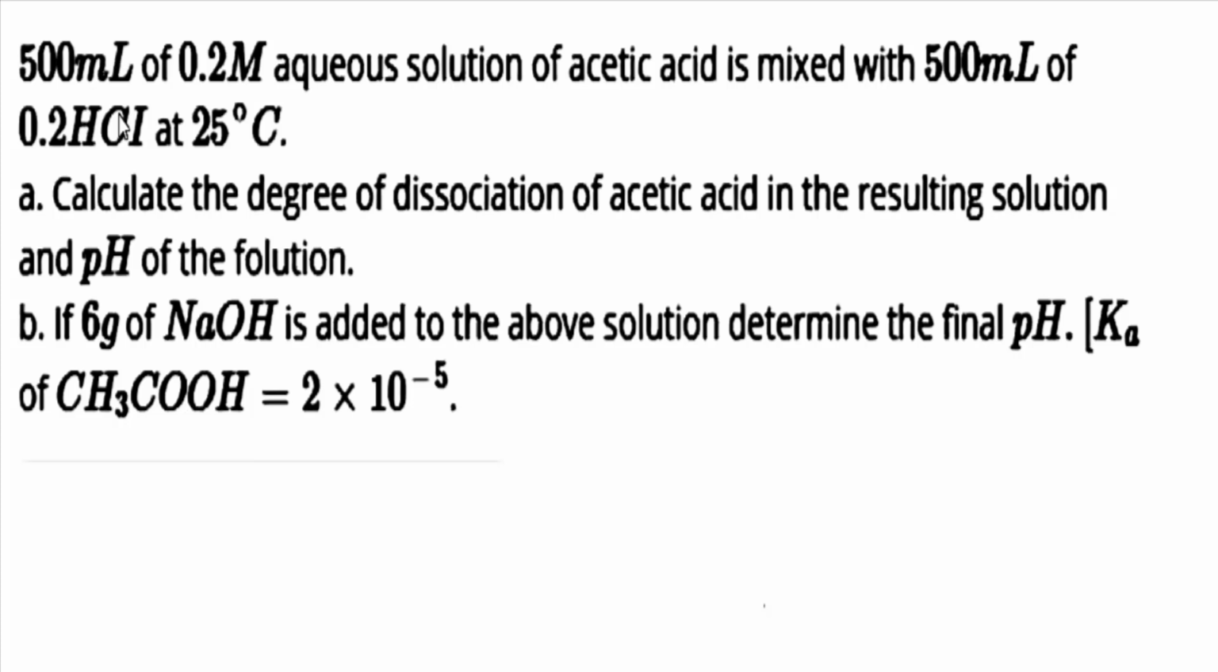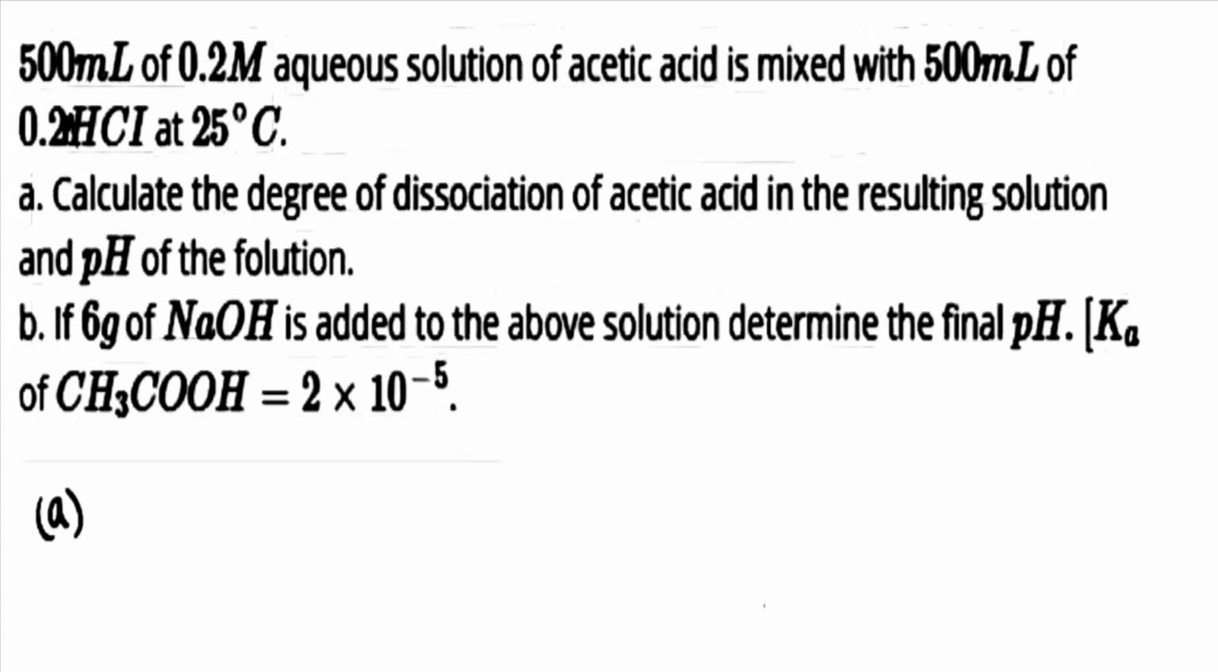The question is: 500 ml of 2.2 molar aqueous solution of acetic acid is mixed with 500 ml of 0.2 molar HCl at 25 degrees Celsius. We need to calculate first the degree of dissociation of acetic acid in the resulting solution and the pH of the solution. The B part is: if 6 gram of NaOH is added to the above solution, determine the final pH. Ka for acetic acid is given, which is 2 into 10 raised to the power minus 5.